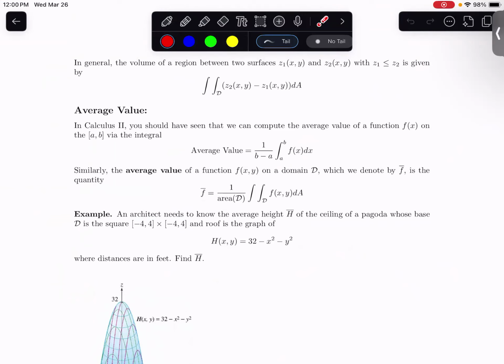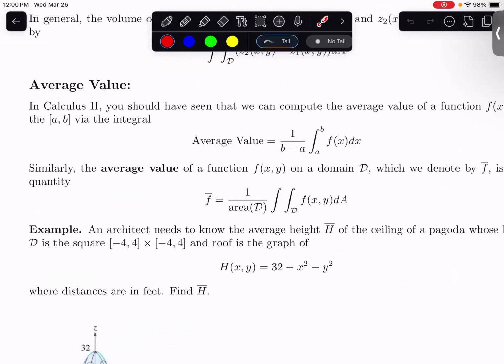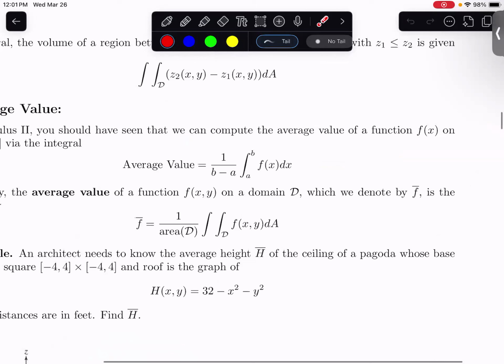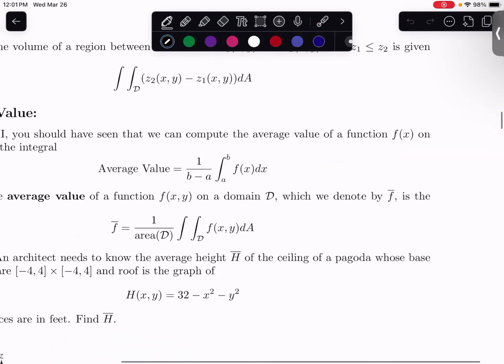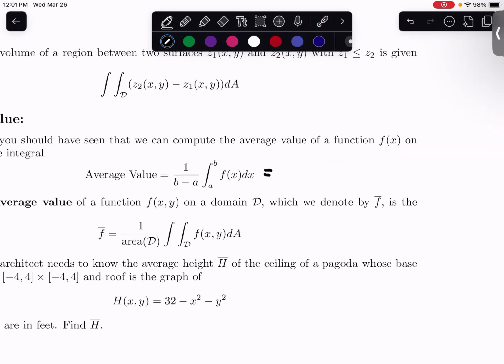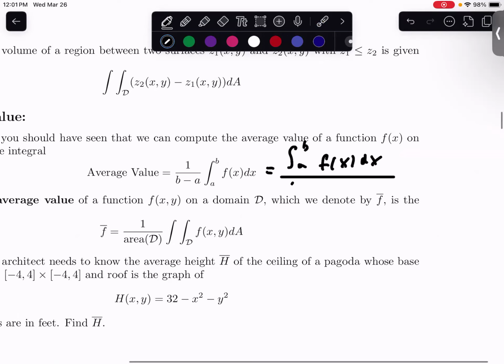Okay. So we saw that you can compute the average value of a function by looking at the integral in Calculus 2. So maybe you took it last semester. So we have something that looks like this. And one way of rethinking this average value equation is the following. You can rewrite this as being equal to the integral from a to b of f of x dx over the integral from a to b of just 1 dx, right?